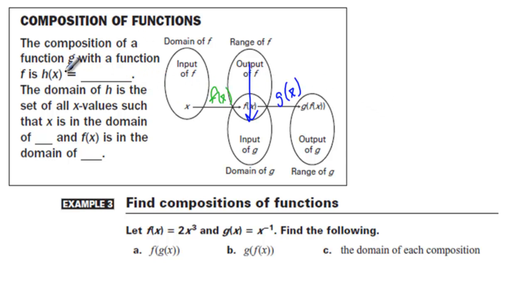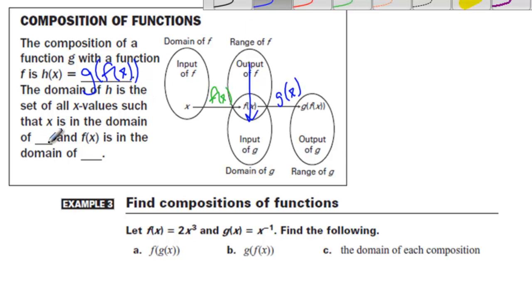So the composition of a function g with a function f is g of f of x. We're plugging one function into the other. The domain is the set of all x values such that x is in the domain of f, and f of x is in the domain of g. So we'll talk about that as we do an example.